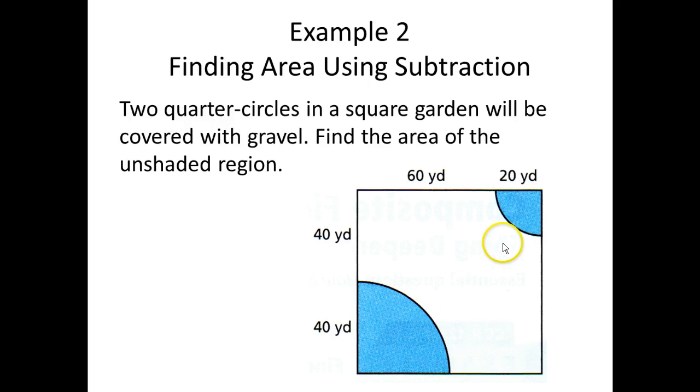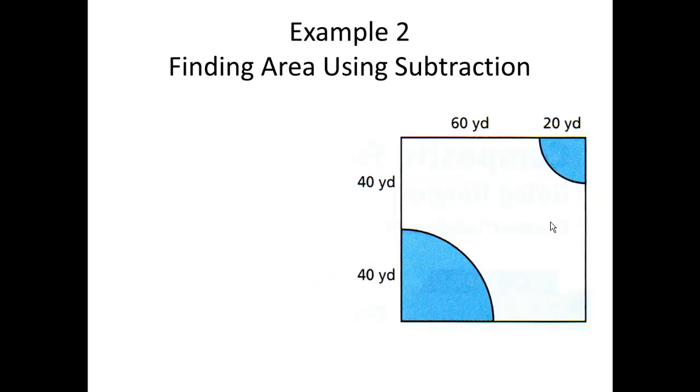Two quarter circles in the square garden are going to be covered with gravel, so these two quarter circles here. This region right here represents a quarter circle. This one represents a quarter circle. Okay, so our strategy is to first find the area of the square and subtract away the area of these quarter circles because we're interested in this area here.